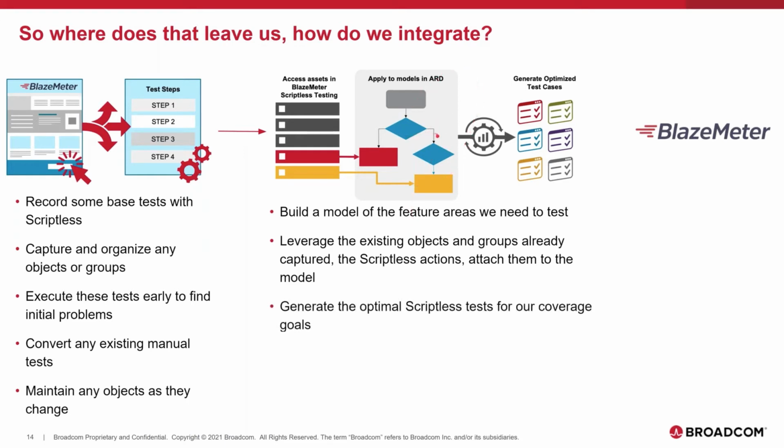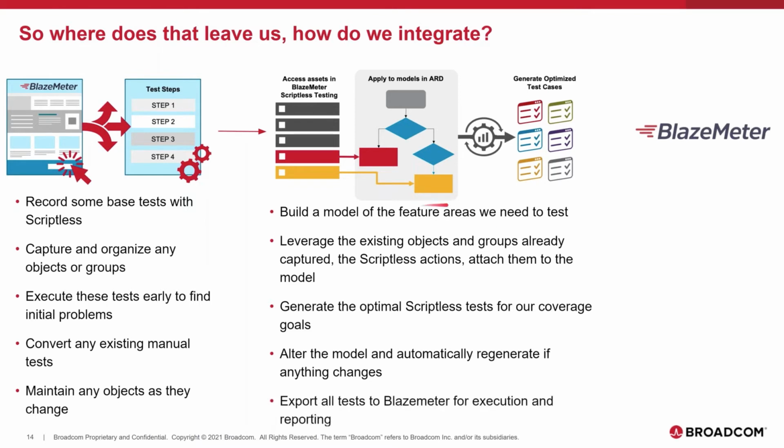Every pathway through here picks up all of these scriptless actions for particular groups, and we can actually generate the optimal set of test cases just like normal, but these test cases will be available as scriptless tests for us. So whenever we need to, we can go and alter the model and automatically regenerate all the tests and everything like that. But when we're ready, we can actually go and export these paths directly to BlazeMeter as scriptless tests.